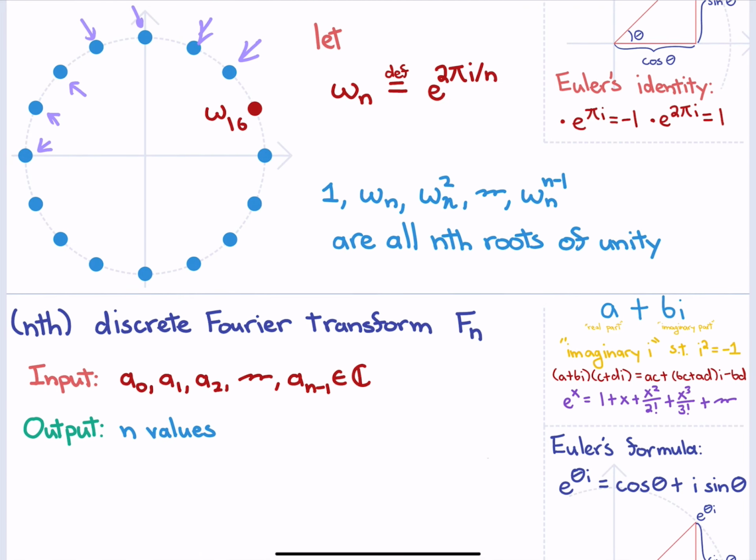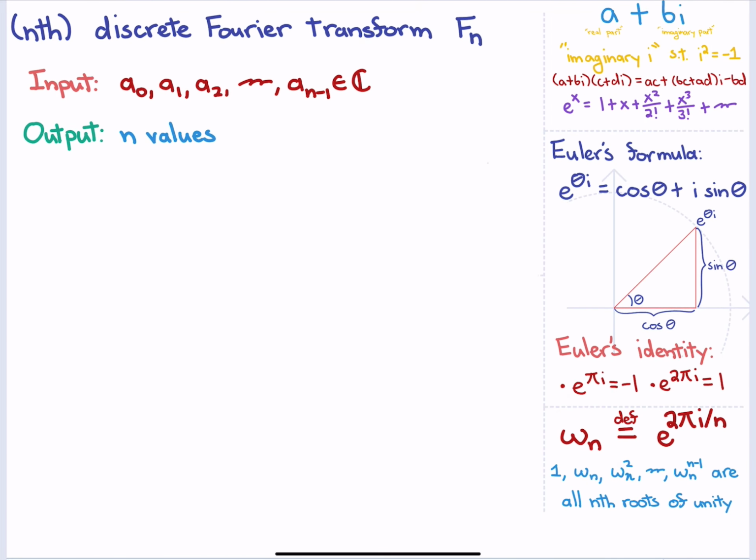Okay, with all that complex analysis behind us, let me now explain what the discrete Fourier transform does. At some level, the input and output is very simple. It takes as input n values, and it outputs n values. We'll never stray from that. What are these n values? You're given these values a0, a1, a2, up through a n minus 1. That's n values.